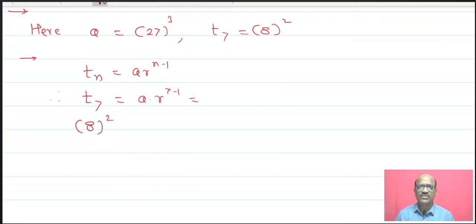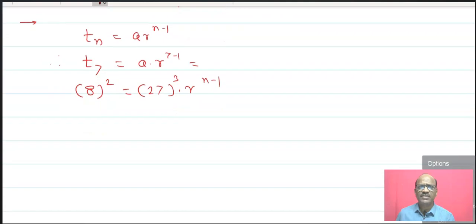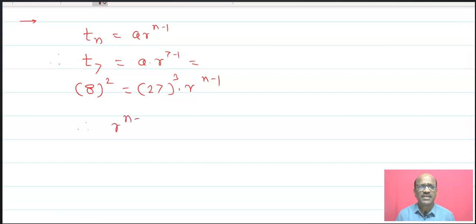that is 8 raised to 2 equals a into, that is 27 raised to 3, and we have the value of a is 27 raised to 3 into r raised to n minus 1. Now again here we will simplify, that is r raised to n minus 1 is equal to 8, 7 minus 1, we will replace there the value of n, that is r raised to 6 is equal to 8 square upon (27) cube.